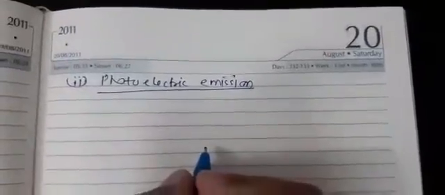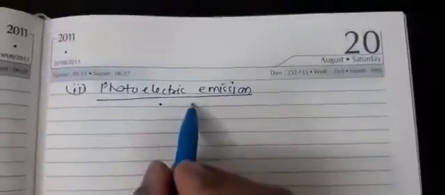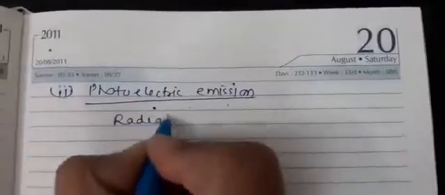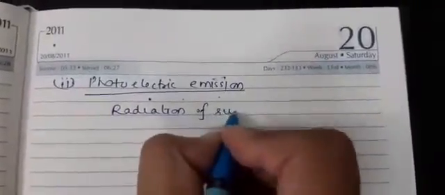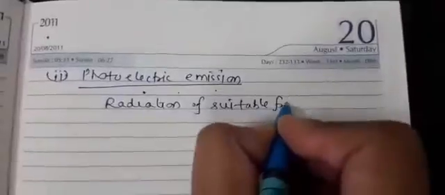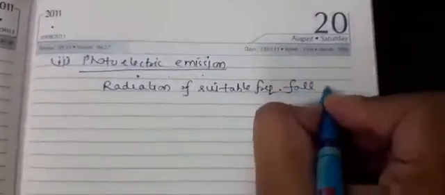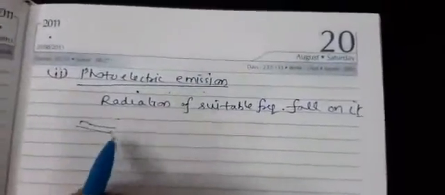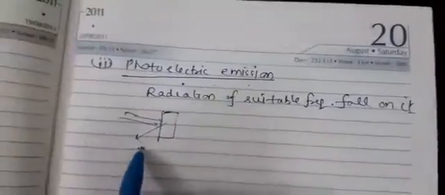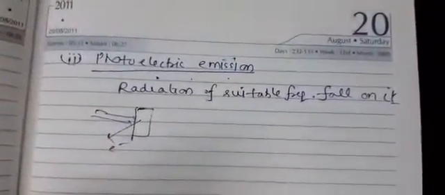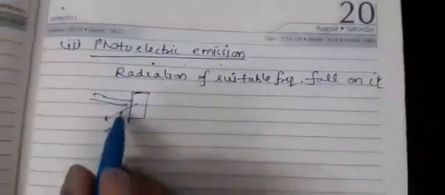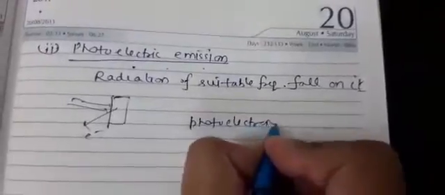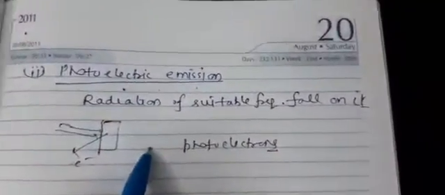Next is photoelectric emission. It is the phenomenon of emission of electrons from a metal surface when radiation of suitable frequency falls on the surface. When radiation of suitable frequency is incident on the metal surface, that leads to emission of electrons. This is called photoelectric emission. The emitted electrons are known as photoelectrons. Here we will study this photoelectric emission in detail.